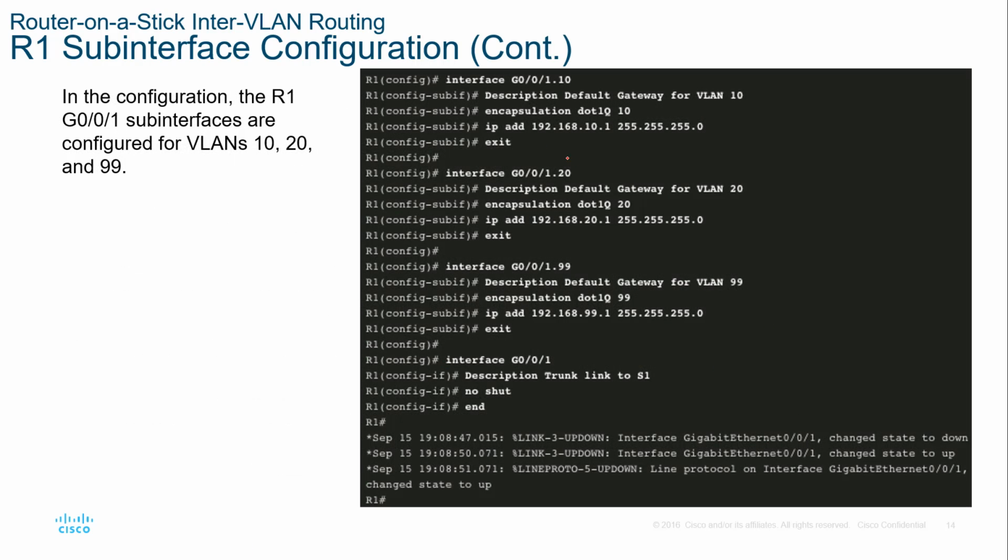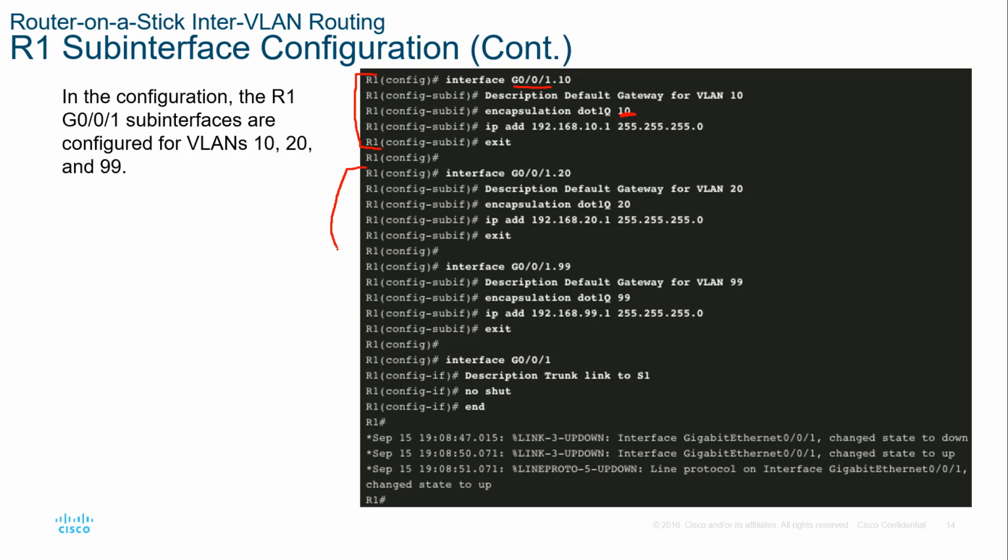Here's an example. Here we're looking at the parent interface, gig 0/0/1. The sub-interface will be the .10. That means we're probably going to be using that for VLAN 10. We could do a description if we want, but we don't have to. Encapsulation dot1q. We have to say what VLAN we're attached to. It's VLAN 10. We give it the IP address, and we turn it on. If the parent interface is turned off, turning on the child interfaces will not work. We have to make sure that our parent interface is turned on.